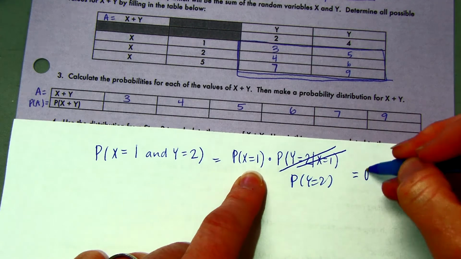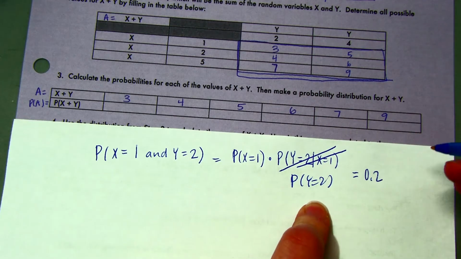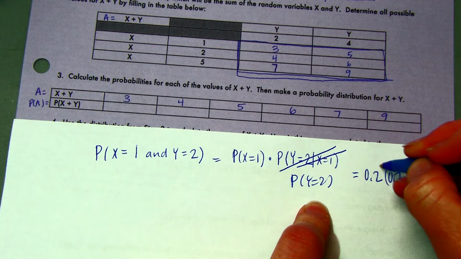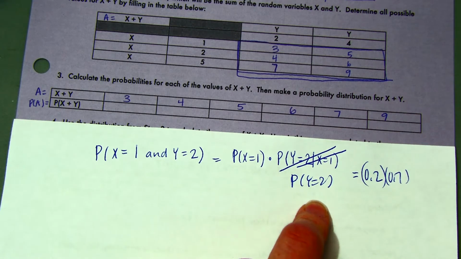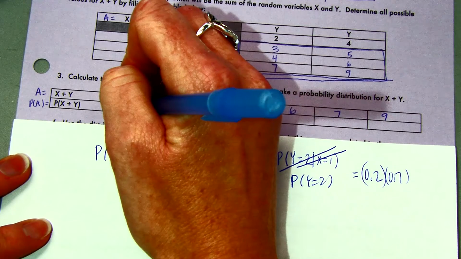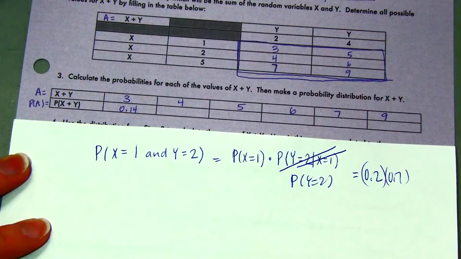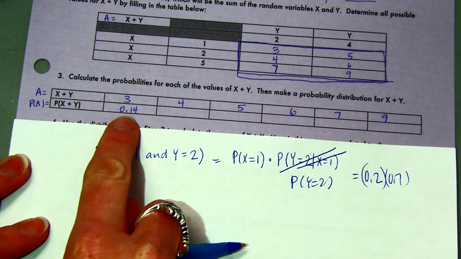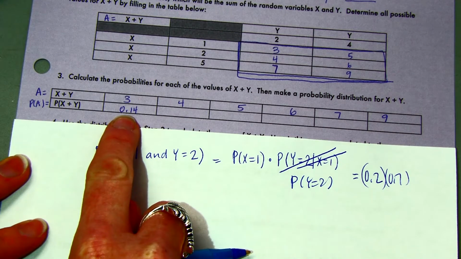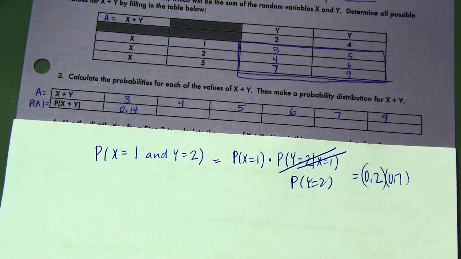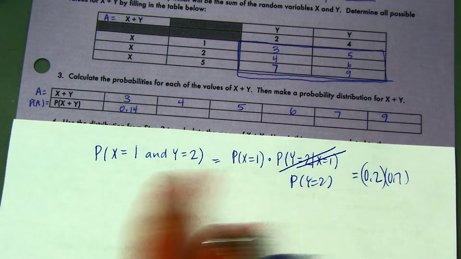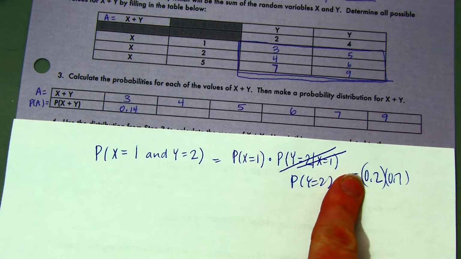Okay, so what is the probability that x is equal to 1? 0.2. What's the probability that y is 2? 0.7. When you multiply them together, you get 0.14. Okay, that's where this probability is coming from. Essentially, you're just multiplying the two numbers together. Why? Because of the formulas we talked about in chapter 5. This is why we had to talk about probability.